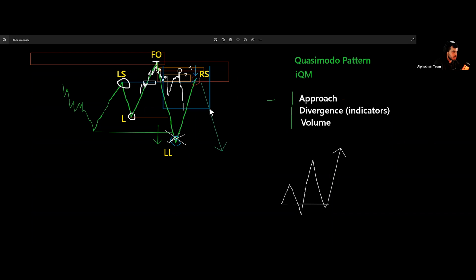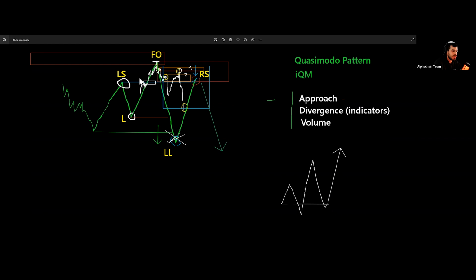Just draw in this white zone. Can you see what you see in here? Can you tell me what you see in there? From this, what do you have in here? What is this? Smaller Quasimodo. Thank you, Tiago.